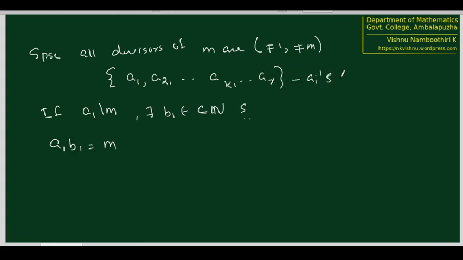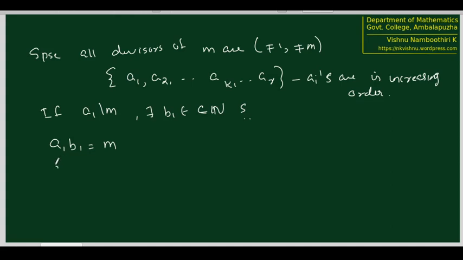The Ai's are in increasing order. That means that A1 is the smallest divisor, A2 is the next bigger one, A3, etc., up to Ar, the largest divisor. Of course, we are not considering m to be a divisor in this set because we are not interested in it. So A1 B1 equal to m. Since A1 is the smallest, B1 is going to be probably much bigger.